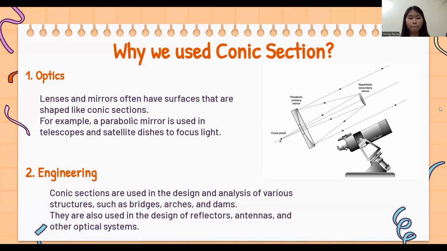These are some examples of where we use conic sections. First, optics. Lenses and mirrors often have surfaces that are shaped like conic sections. For example, a parabolic mirror is used in telescopes and satellite dishes to focus light. Second, engineering. Conic sections are used in the design and analysis of various structures, such as bridges, arches, and dams. They are also used in the design of reflectors, antennas, and other optical systems.